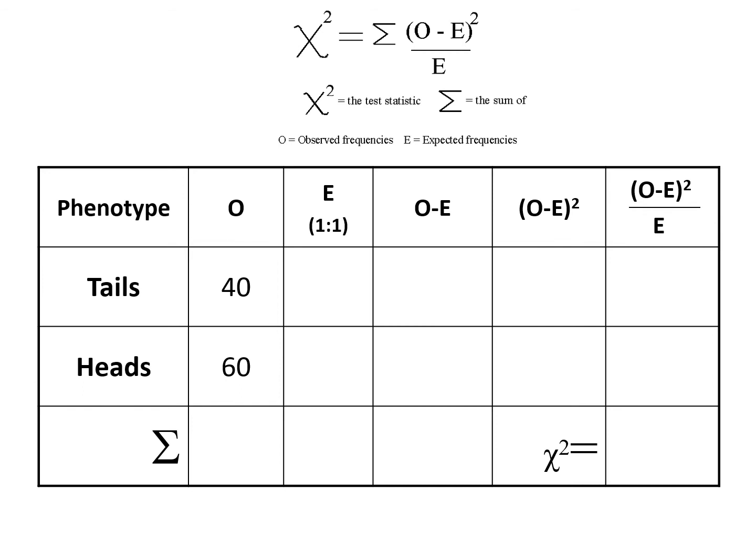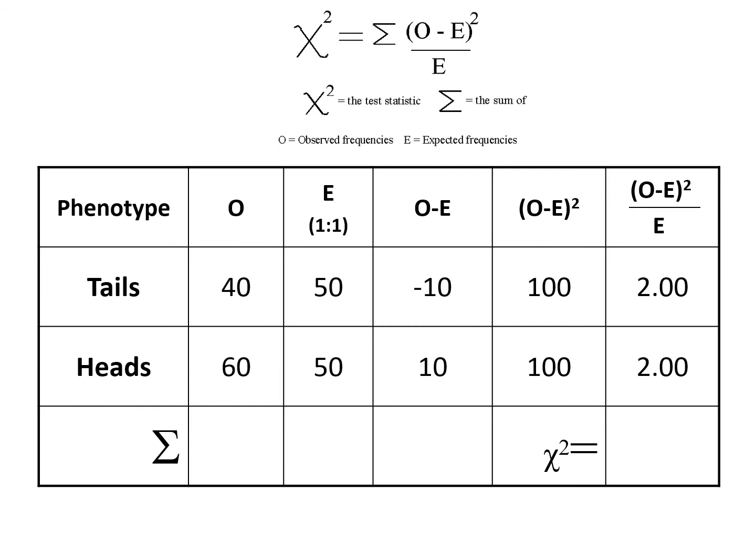In the table, you can see our observed tails were 40 and the observed number of heads was 60. The expected numbers, well, if we flip a coin 100 times and there's 2 sides and everything's equal and random, we should find 50-50 on either side. If we do the calculation of O minus E, we end up with minus 10 and 10. We then square those to get us 100, and then we divide by the original E value, which gives each of them a value of 2.